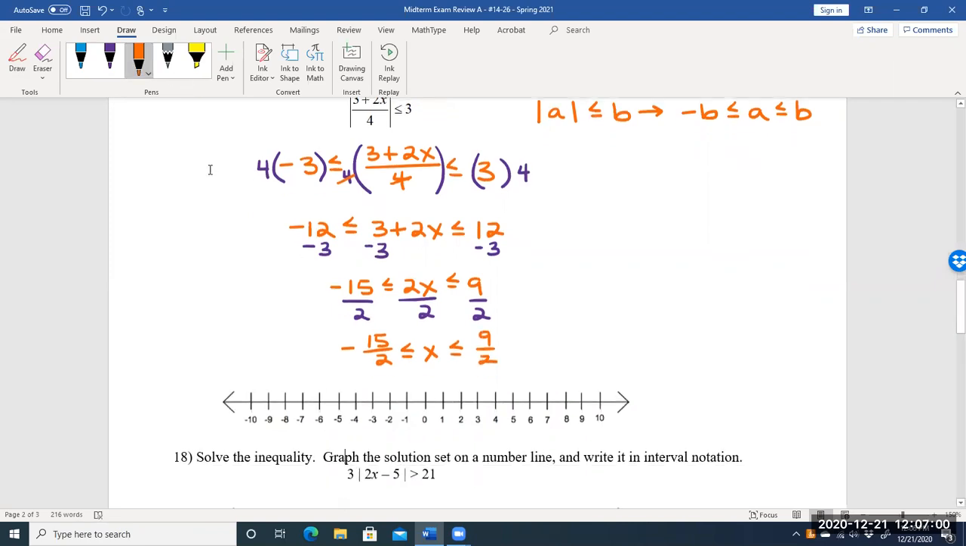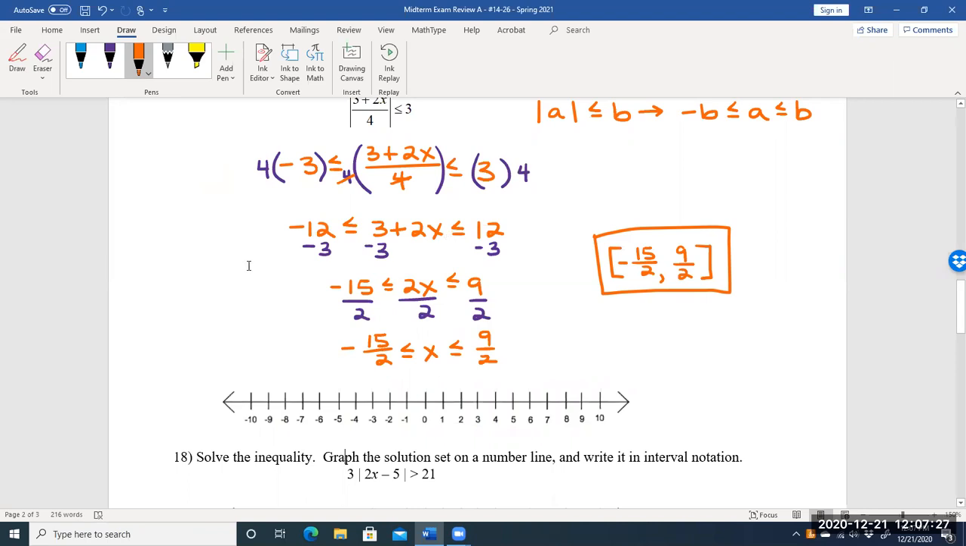So just as we talked about with number 16, 3-part inequalities, the shading is always between. We are looking for numbers that are greater than or equal to negative 15 halves and also less than or equal to 9 halves. So our interval notation will be in between the two numbers.